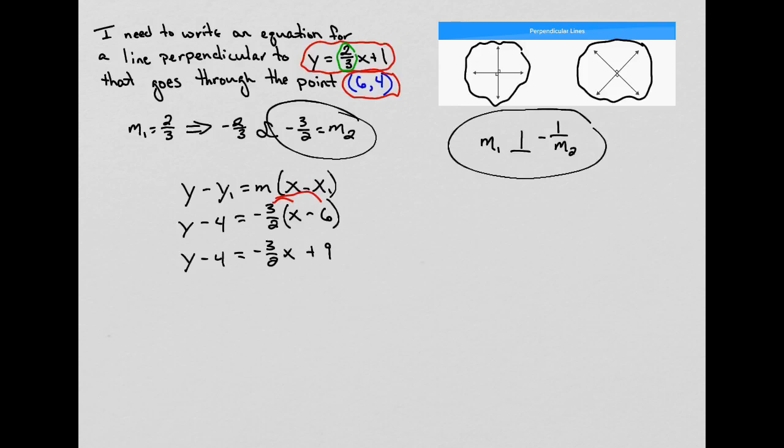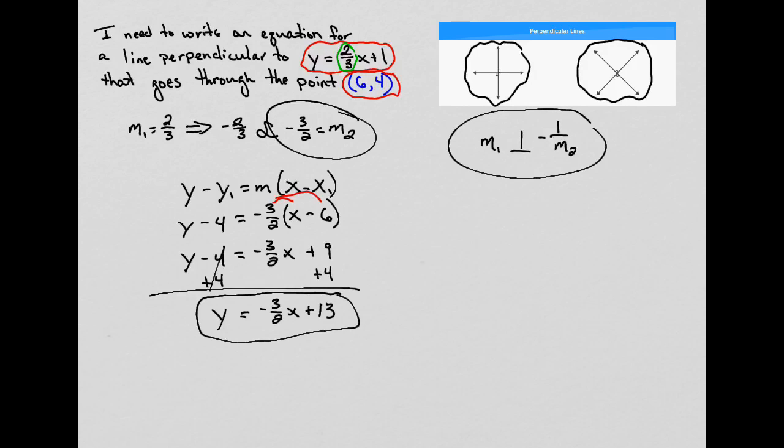The last step that I'm going to do is get y by itself. I'm going to add 4 to both sides. And this will cancel, and I'll have y is equal to a negative 3/2x. And then a plus 9 plus 4 more is going to be a plus 13. And now I have an equation in slope-intercept form.